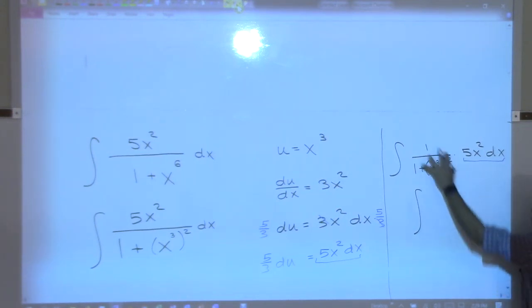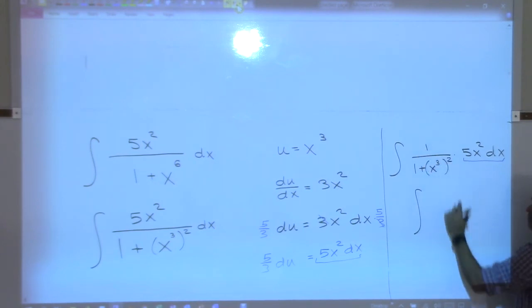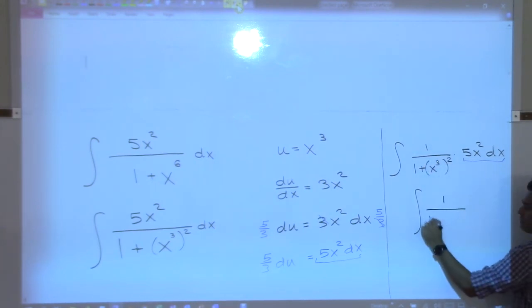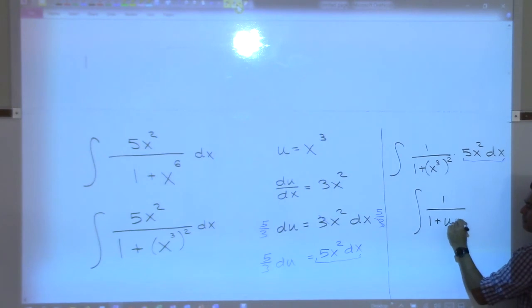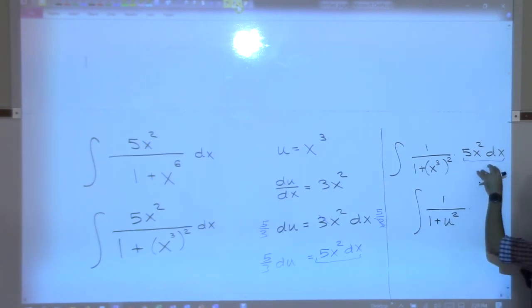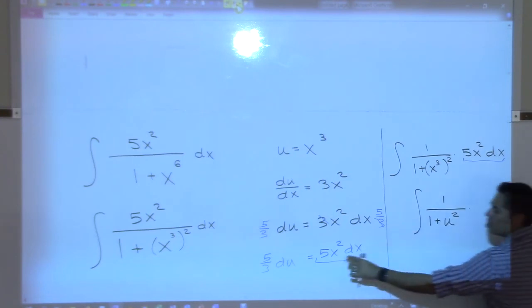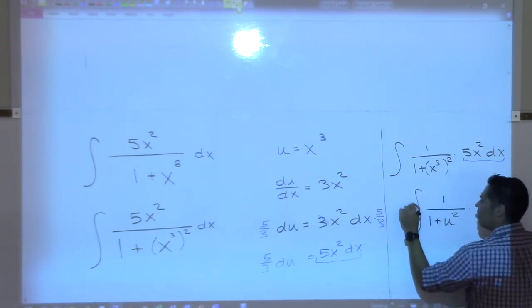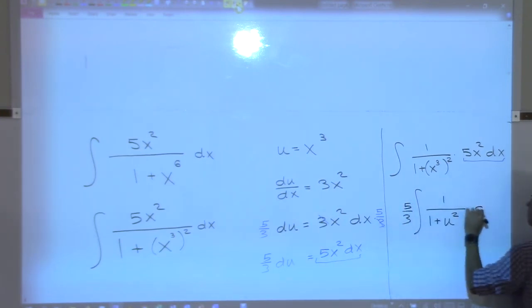So what does this become? 1 over 1 plus u squared. Okay, and then times, what does this become? Would that be 5 over 3 du? Yep, 5 over 3 du. And I'm going to pull the 5/3 out.